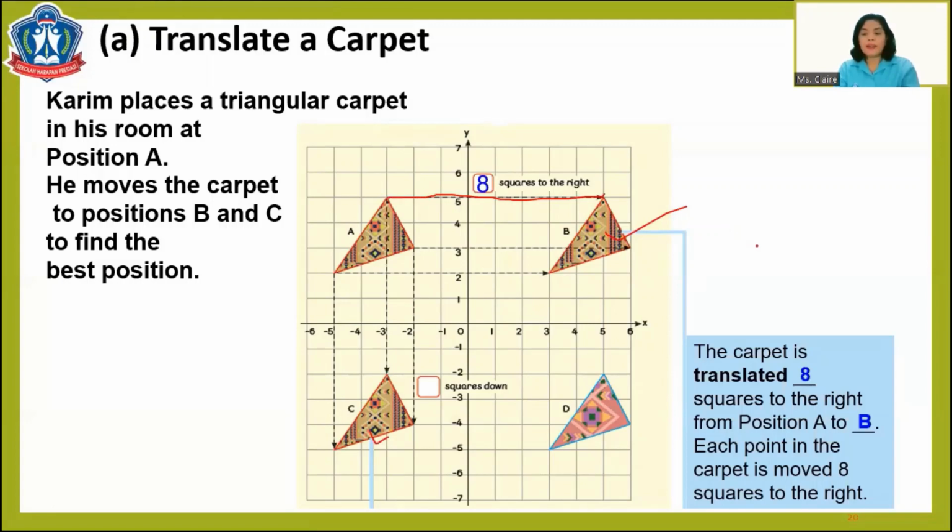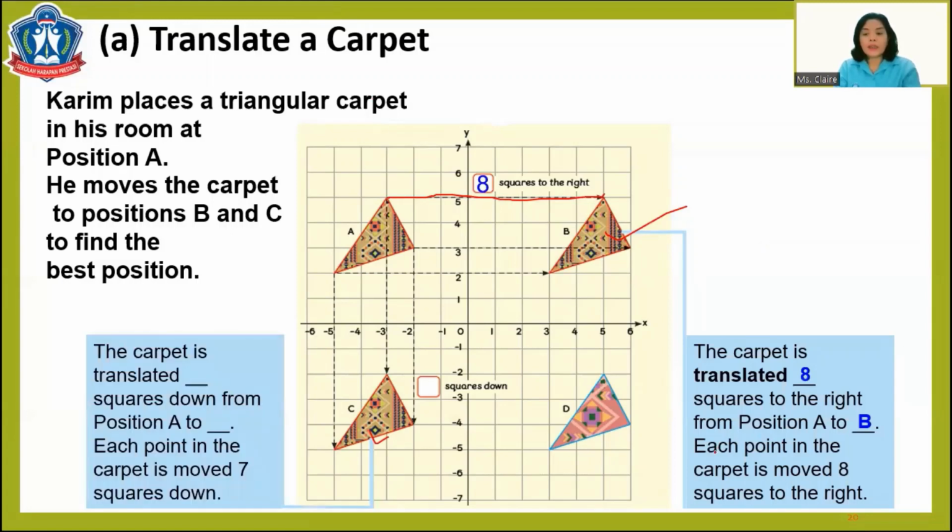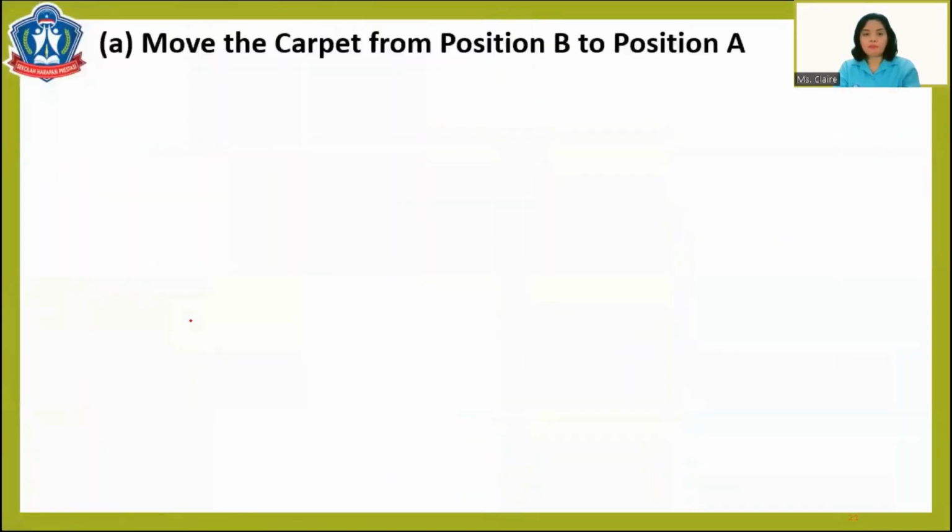So each point in the carpet is moved 8 squares to the right. When we say each point, each vertex, this part is the vertex, and this vertex here. So we simply count the number of squares. How about from A to C? How many squares? Let's count. 1, 2, 3, 4, 5, 6, 7. Therefore, 7 squares downward from position A to position C. So that's how to translate shapes, children.